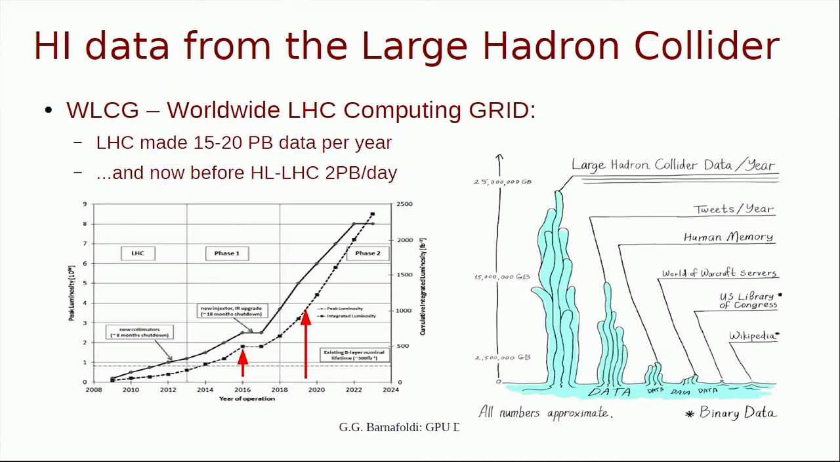I will say a few words about this, but we are generating a lot of data, about 15 or 20 petabytes per year. Up to this point, we have about 80 petabytes, which is stored partially here and partially everywhere in the world in the so-called WLCG grid. And this is somehow the largest amount of data on planet Earth, I would say. And this is all raw data.